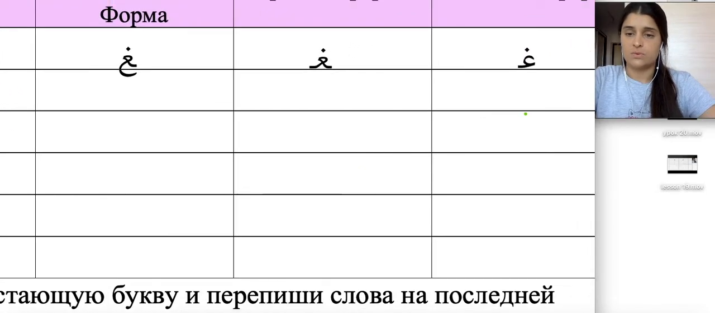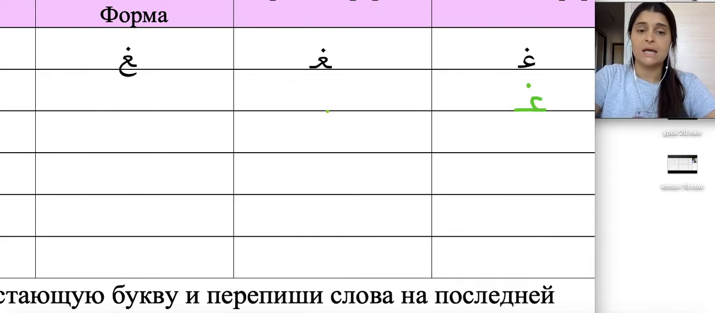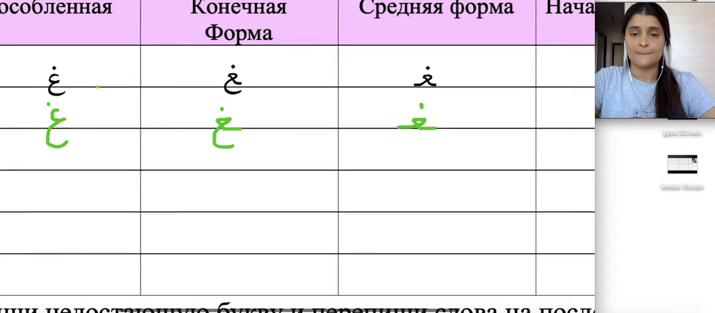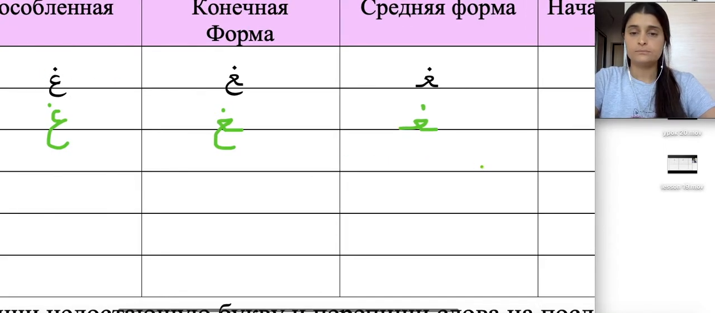Let's see how we write letter Ghain at the beginning of the word. As you can see, it's absolutely the same as letter Ain, but it has a dot above it. This is letter Ghain in the middle of the word, and letter Ghain at the end of the word. We write it like this, with a dot above it. And as you can remember, we color it like this if we are using script Ruqa.